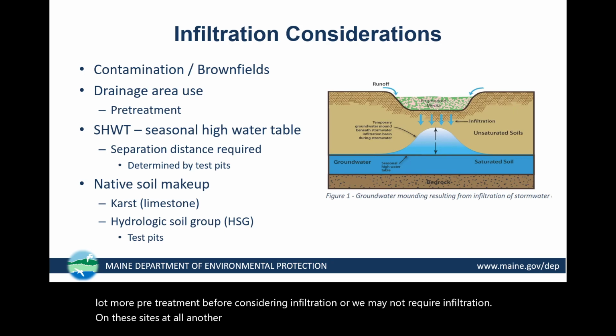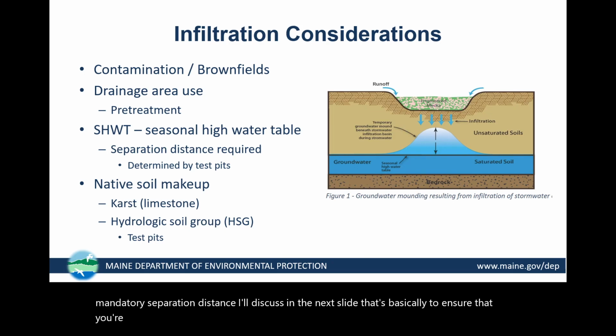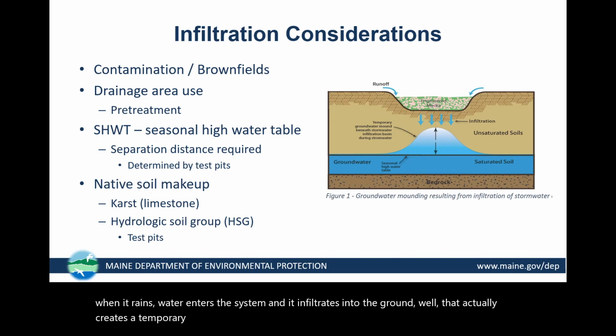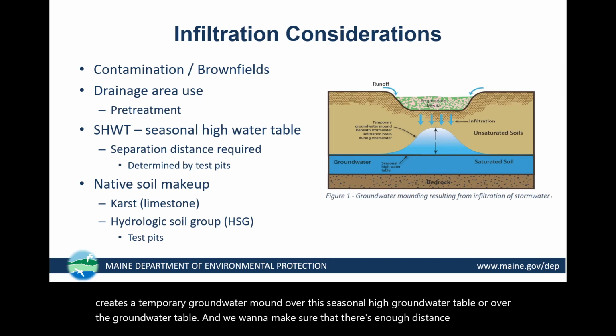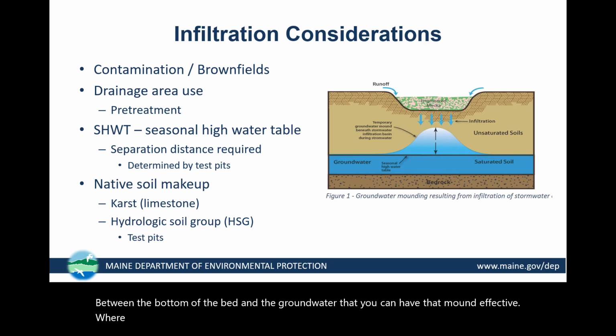Another factor is the seasonal high groundwater table. There's a mandatory separation distance I'll discuss in the next slide. That's basically to ensure that your groundwater mounding doesn't enter the basin. So if you look at the image on the right, when it rains, water enters the system and it infiltrates into the ground. Well, that actually creates a temporary groundwater mound over the groundwater table. And we want to make sure that there's enough distance between the bottom of the bed and the groundwater that you can have that mound, where the stormwater is still getting treated by those soil layers.